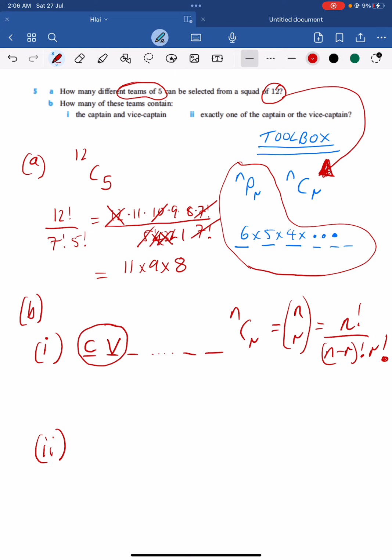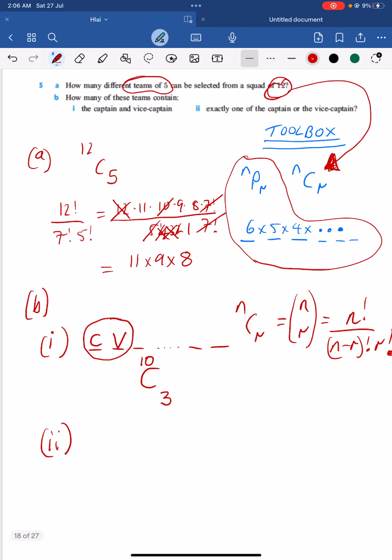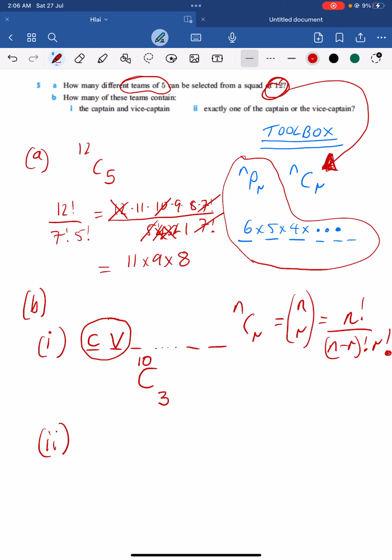So we're just choosing 3 people, right? From the remaining 10 people. Yeah, because there was 12 people. We've taken 2 people out, so there's only 10 people remaining. So the answer is 10C3, 10 choose 3. Okay, go straight to your calculator and go to the pre-programmed button, 10C3, or 10 factorial over 7 factorial, 3 factorial, which is 10 times 9 times 8.